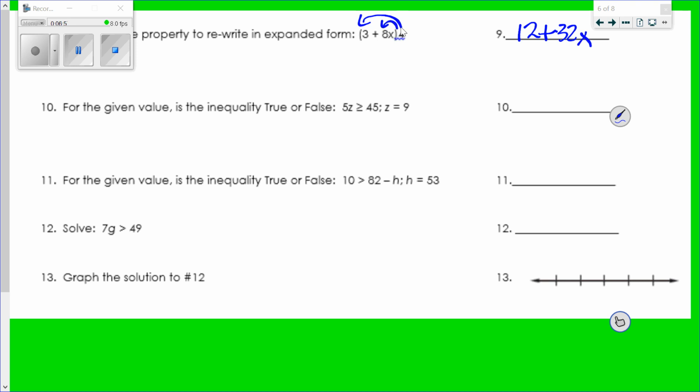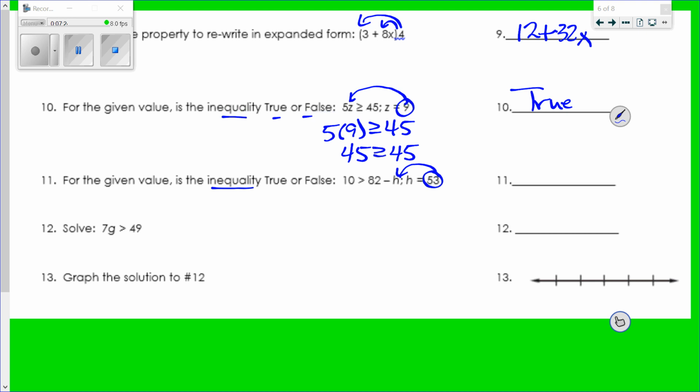Okay? Now, a big one, inequality, true or false, is just saying, I'm giving you a value, substitute it in, and tell me is it a true or false sentence. So here I'm doing 5 times 9. Is that greater than or equal to 45? I do that math. Is 45 greater than or equal to 45? Yes. If I say yes, that is true. If I say no, that is false. Really easy, right? So again, inequality, true or false, they give me a value, I substitute it in.